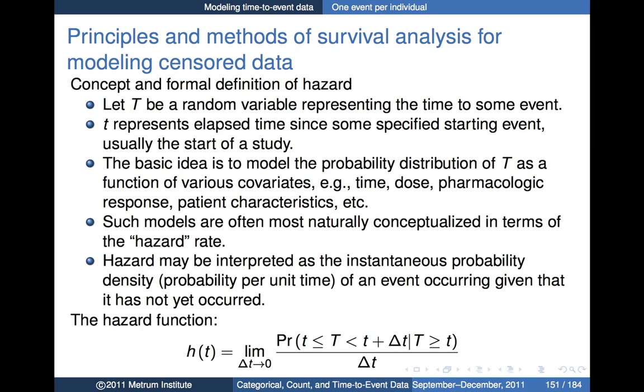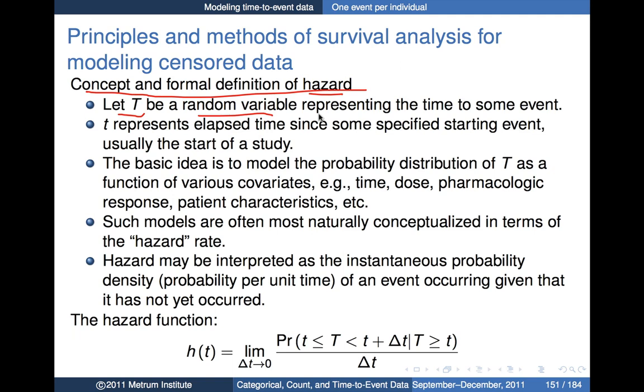So what we're going to talk about as the core methodologies here are what are commonly termed in the statistical literature survival analysis methods, and there's quite a rich literature under that name. So let's talk about the principles and methods for survival analysis for modeling censored data. We start out by talking about this thing that we call hazard, which is a core concept inside survival analysis. Let's define this capital T.